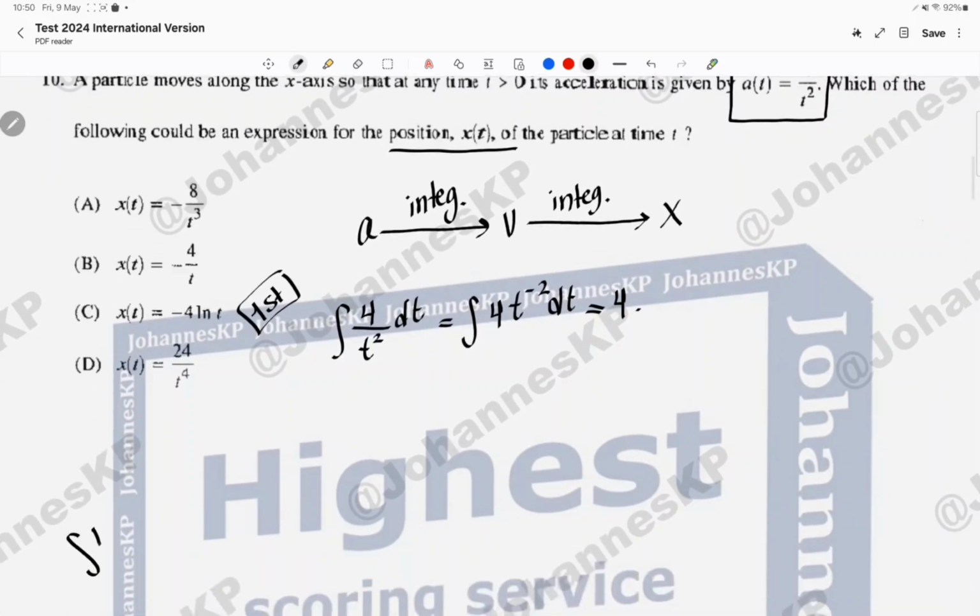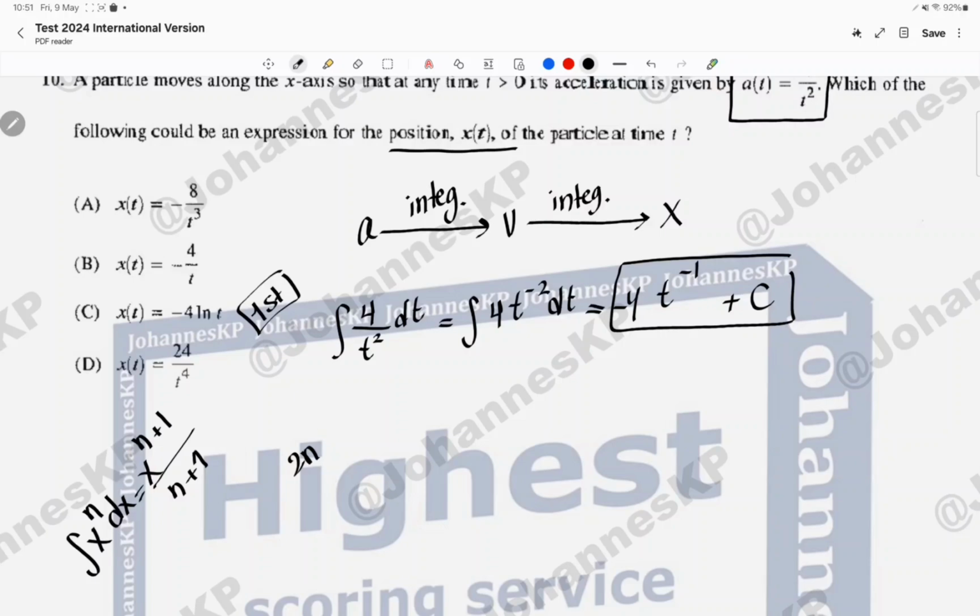Integration rule, don't forget: the integral of x to the power of n dx is x^(n+1) over n+1. So t^(-2+1) over -2+1, plus, of course, c. Let's simplify that. 4 over negative 1 is just negative 4. And yeah, so that's going to be your first integration.